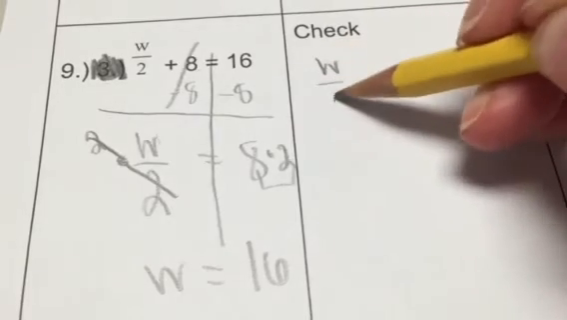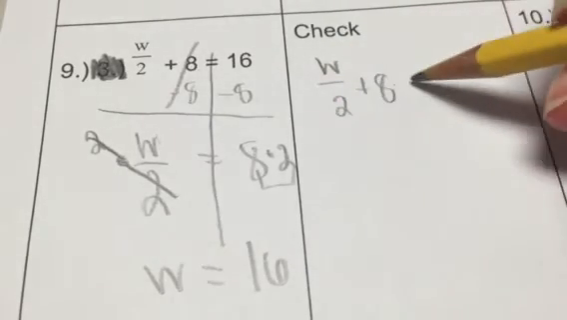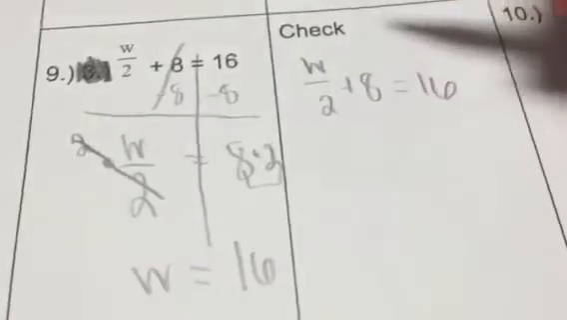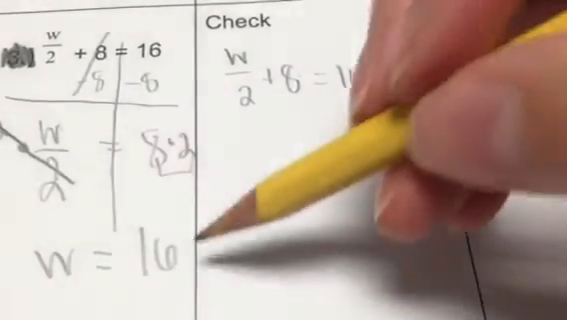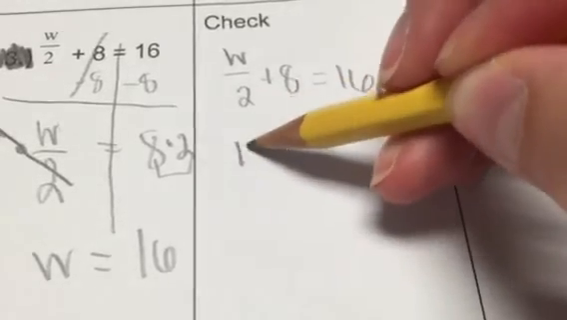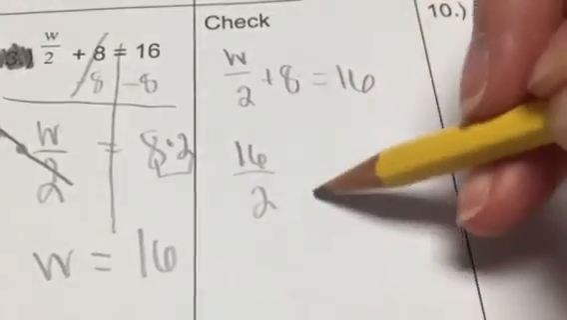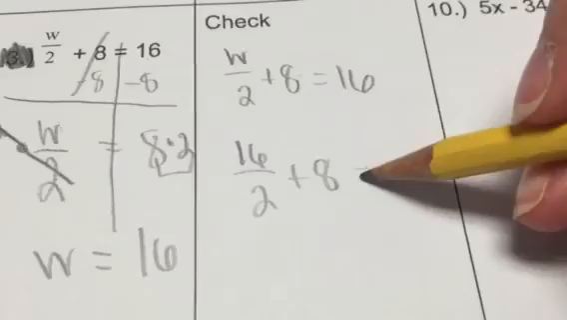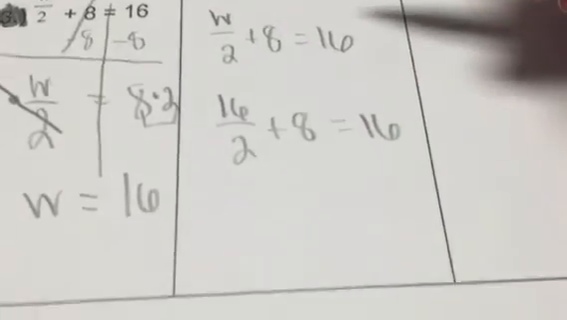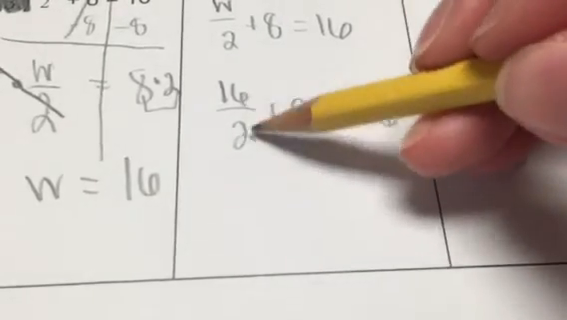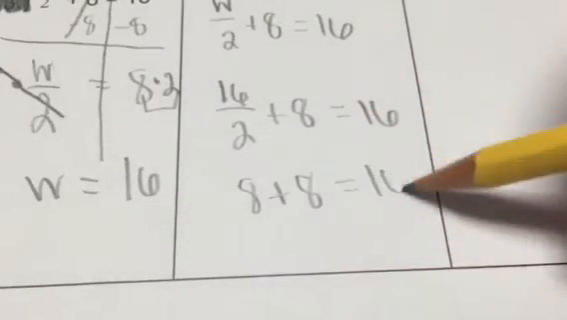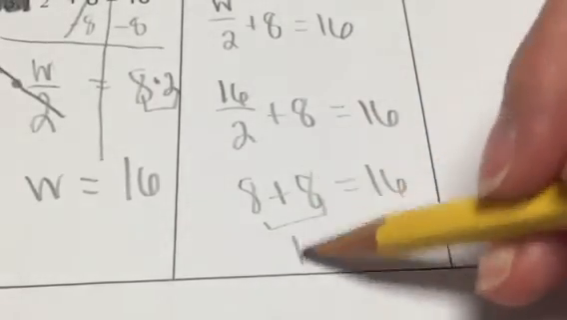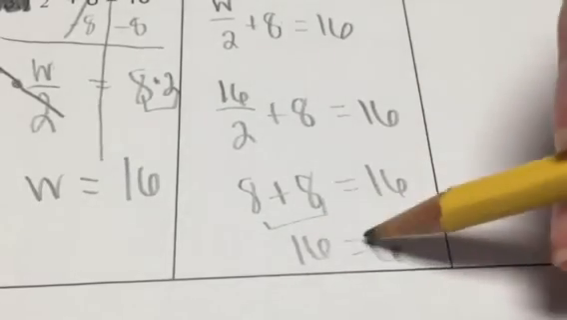All right, let's check if I did it right. w divided by 2 plus 8 equals 16. Now I'm going to substitute in. I got 16 for w. So 16 divided by 2 plus 8 should be 16. So now I'm going to do 16 divided by 2 is 8, and 8 plus 8 should be 16. 16 equals 16.